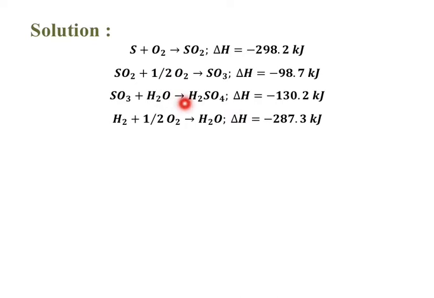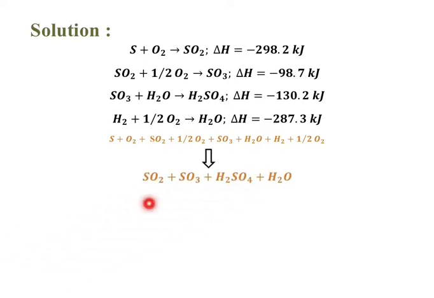So we add all these reactions like in a mathematical equation. On the reactant side we get S plus O2 from the first equation, SO2 plus half O2 from the second, SO3 plus H2O from the third, and H2 plus half O2 from the fourth. These are given here. So the sum of all the reactants is equal to the sum of all the products, that is SO2 plus SO3 plus H2SO4 plus H2O. So we got the final equation, and we have to simplify this.